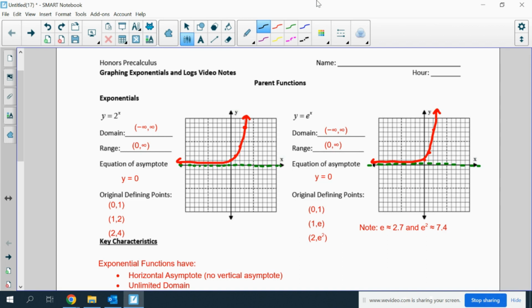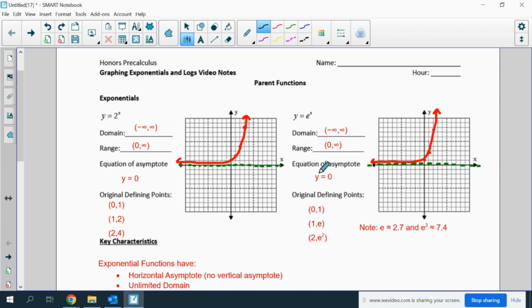This video is about graphing exponential functions and logarithmic functions. First, we will review the parent functions that we learned in Honors Algebra 2 Trig. For exponential functions, we have y equals 2 to the x and y equals e to the x shown on the screen. Both of them have domains from negative infinity to infinity, and the range is from 0 to infinity.